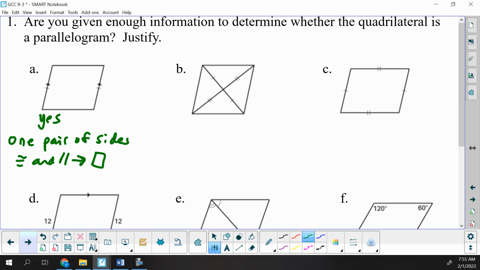All right, in B, we're working with diagonals. So the only potential one really is the one right below the box. Diagonals bisect each other implies parallelogram. So let's see here. We've got single marks. So that means this must be a midpoint of the top left to bottom right one, and it must be the midpoint of the other as well. If it's the midpoint of both, then they bisect each other. So we could say yes for this one, and we could say it's because diagonals bisect each other implies parallelogram.